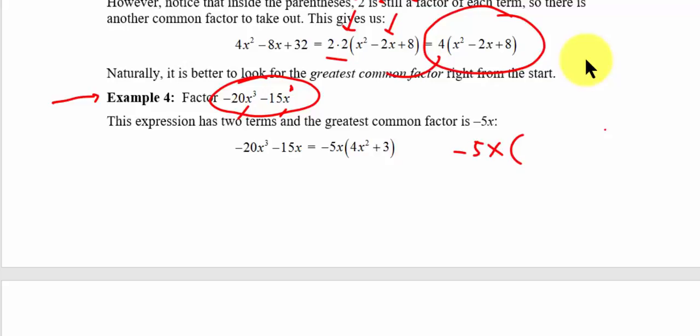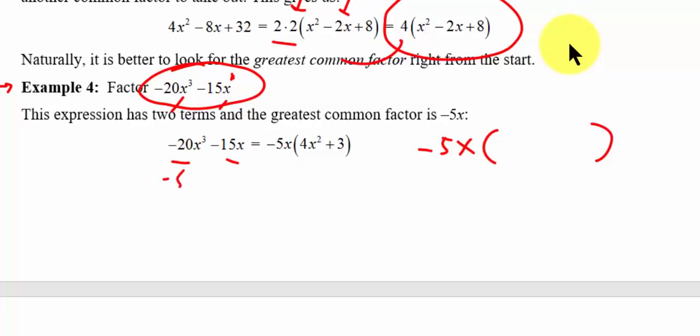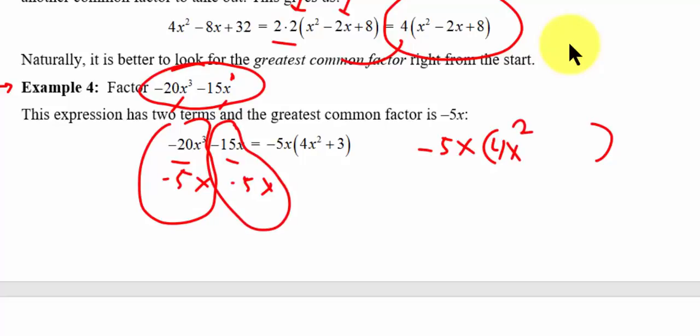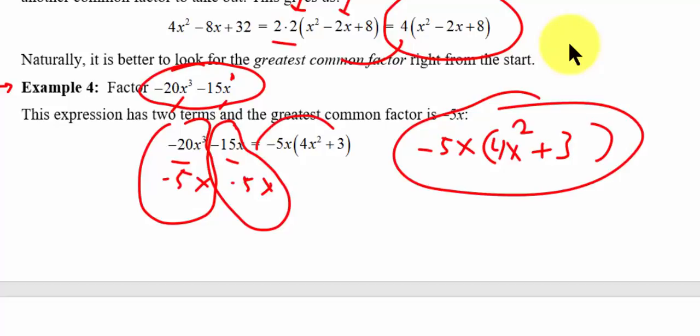And then what are you left with? Well, if I divide each piece by negative 5x, the first term, I would be left with 4x squared. And the second term would leave me with just positive 3. So that's what we get, and that's what they have. But there's another way to handle this problem. Let me erase some of my markings.